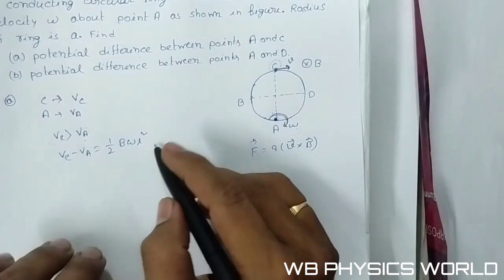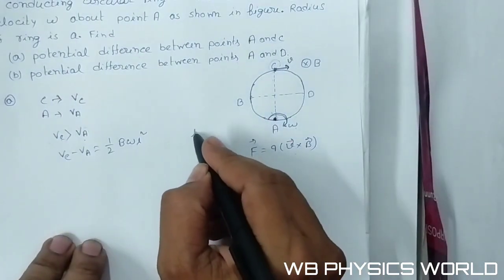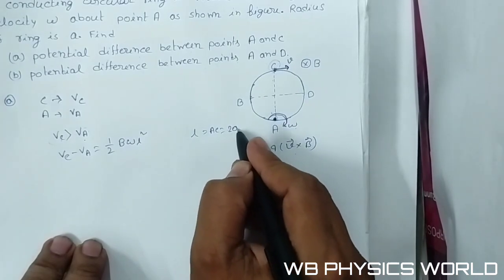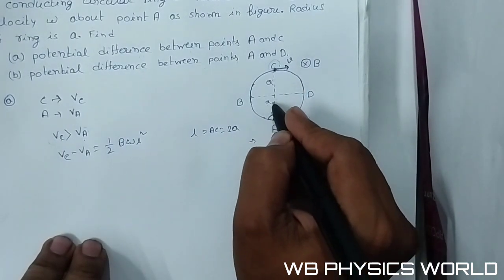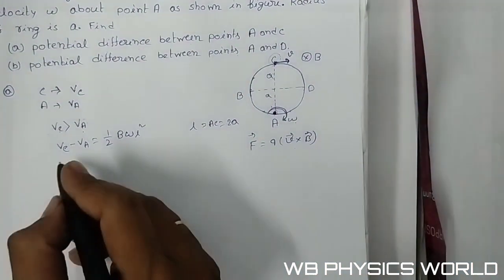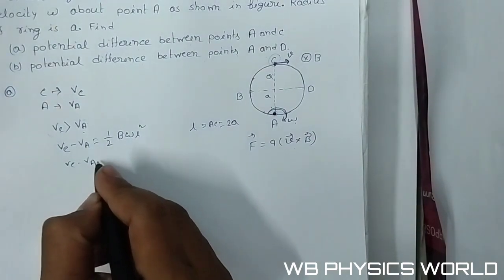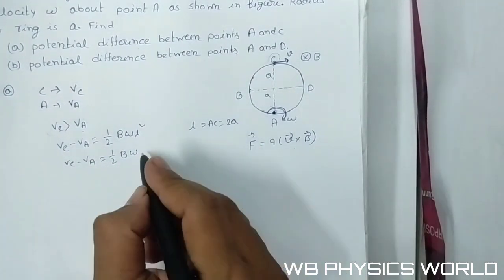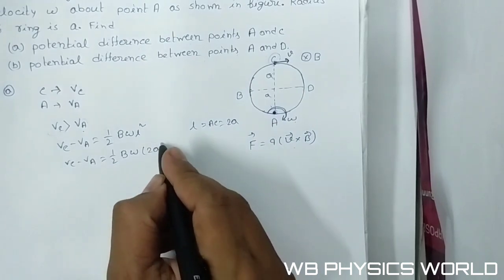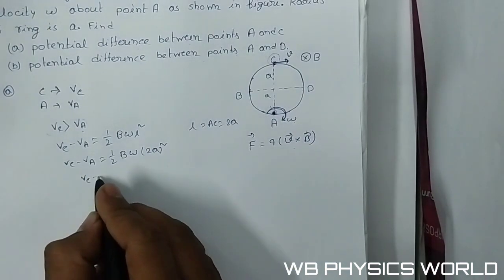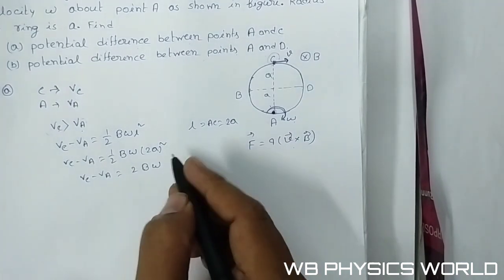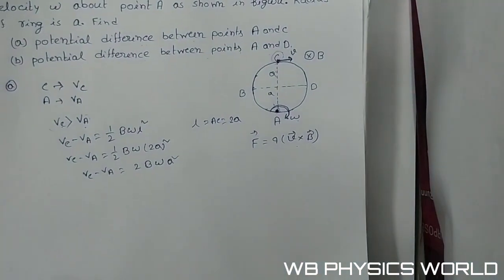This is the relation. Here L is AC, this is 2A, since the radius of the ring is A. So Vc minus Va is equal to half B omega (2A) whole square. So Vc minus Va is 2B omega A square.